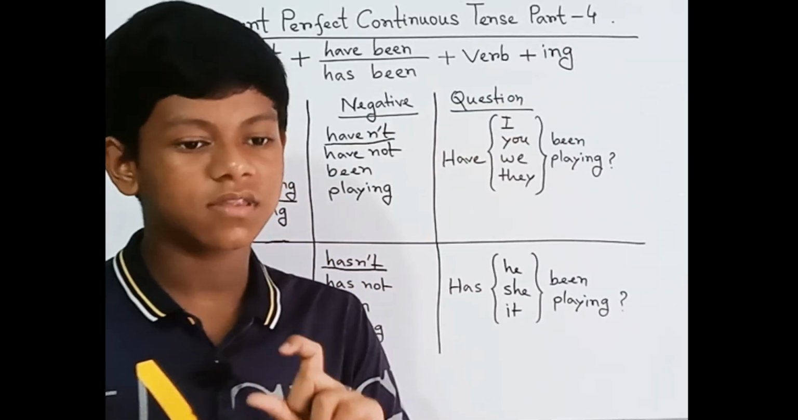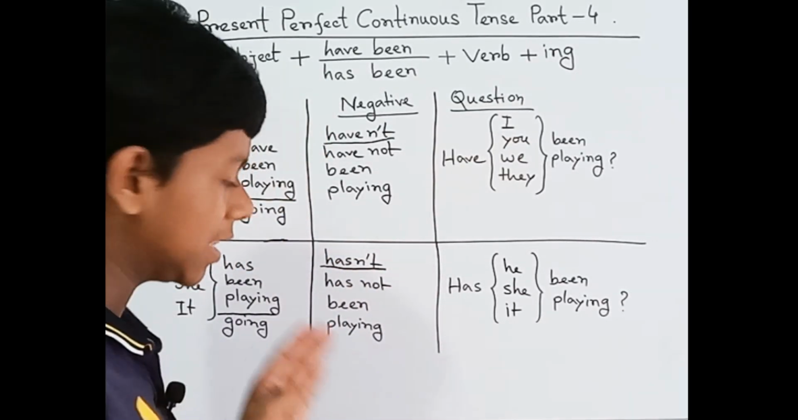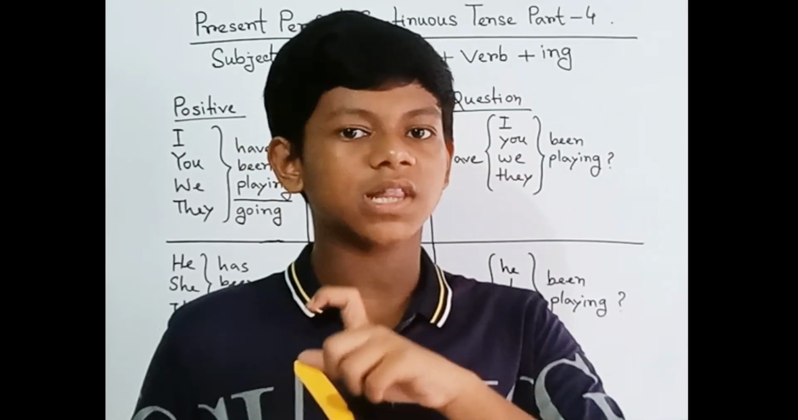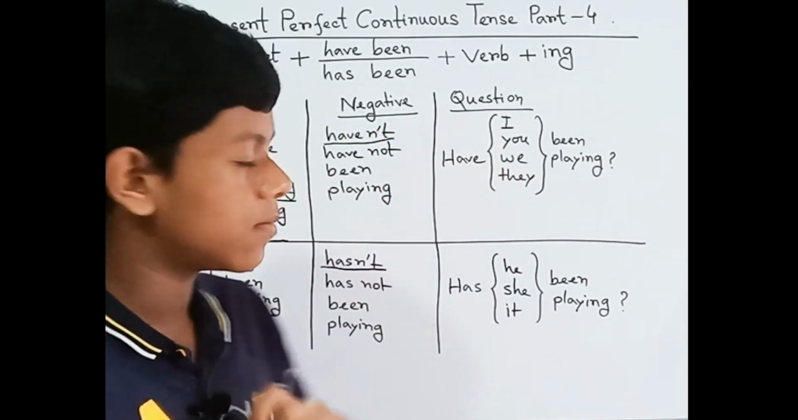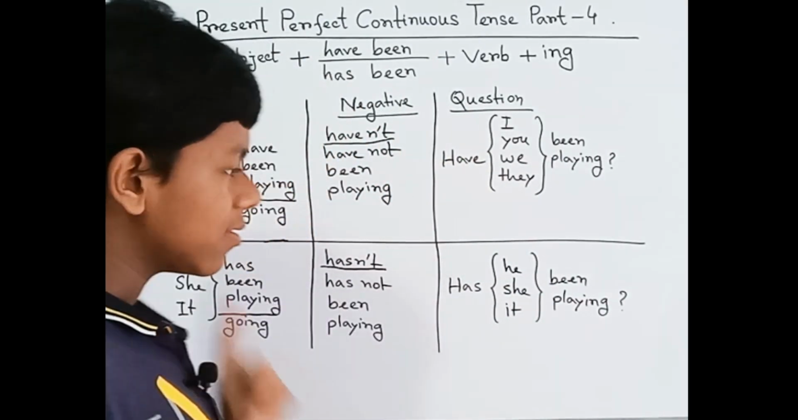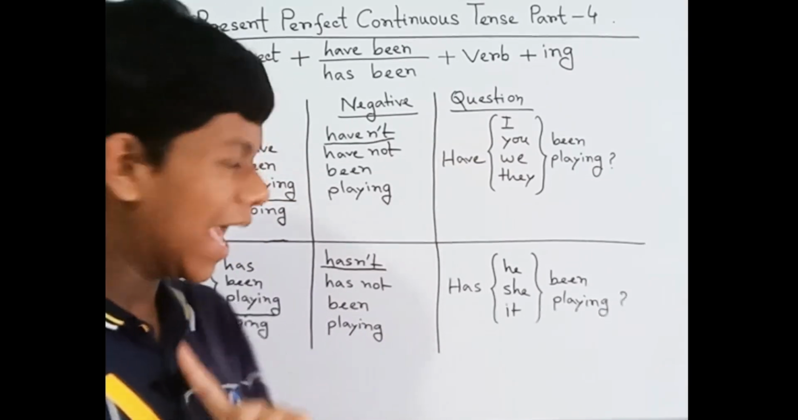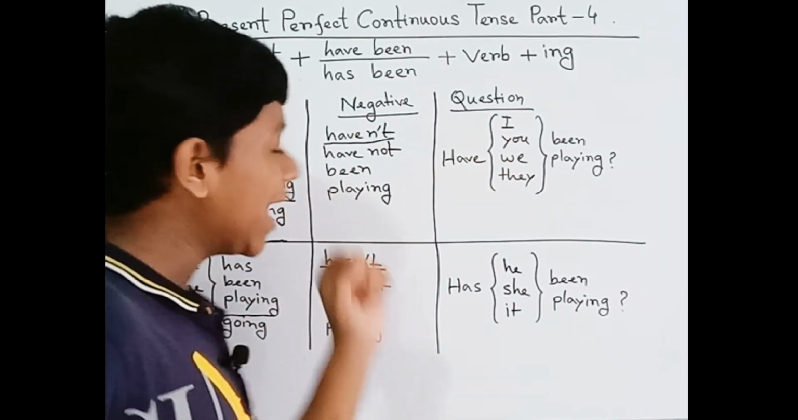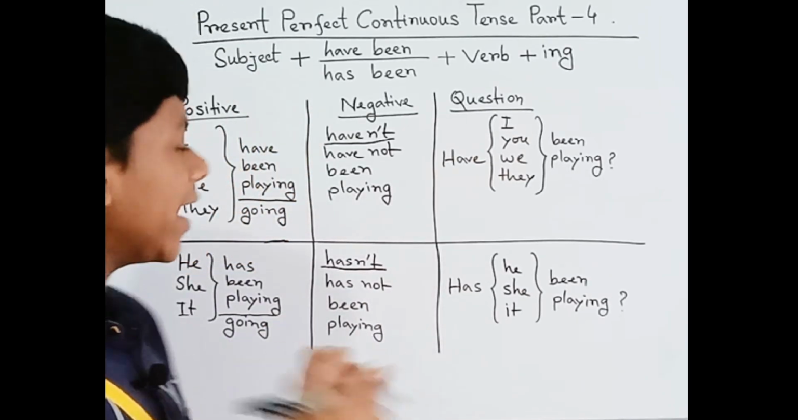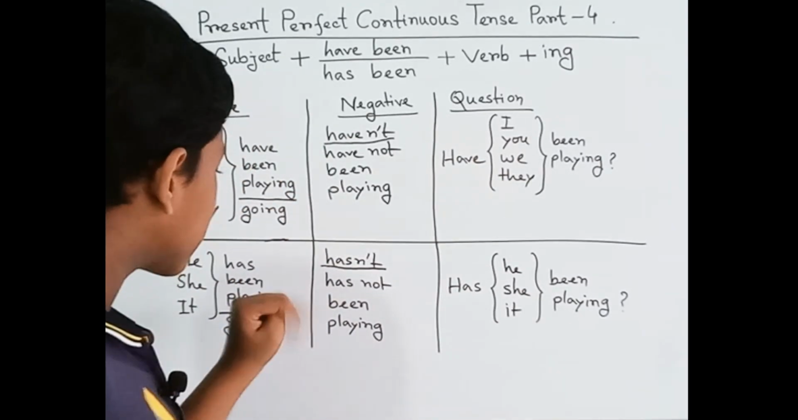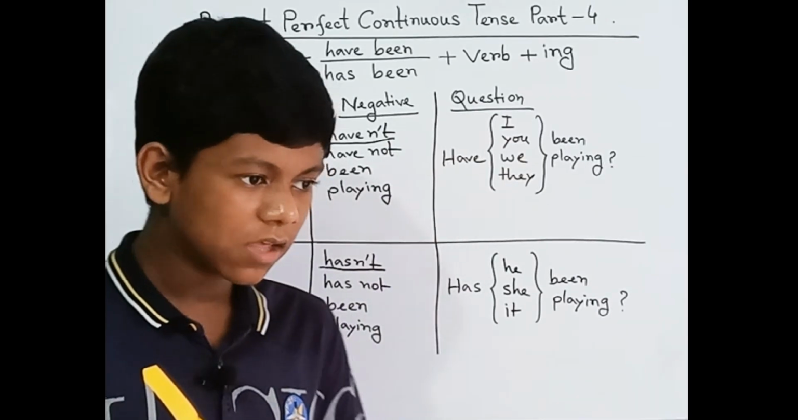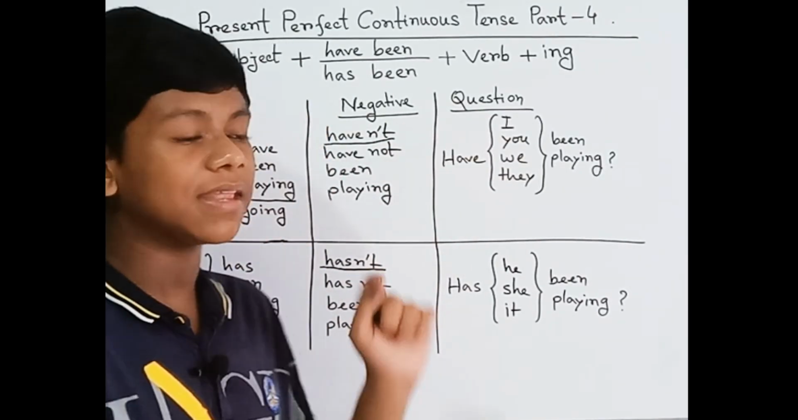Okay, z. In the middle of the word of this spelling, it sounds like z. I hope you get it. Then we can say like this: I haven't been playing, you haven't been playing, we haven't been playing, they haven't been playing. He hasn't been playing. She hasn't been playing. It hasn't been playing.